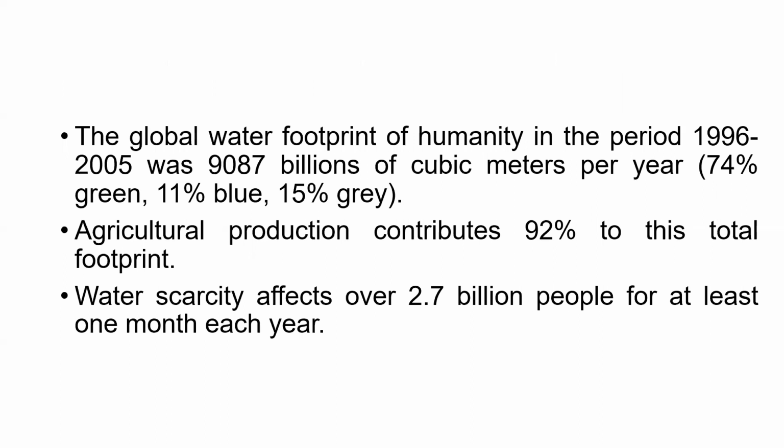Here are some data. The global water footprint of humanity in the period 1996 to 2005 was calculated by some researchers, and they found about 9,087 billion cubic meters per year, of which about 74% is green water. Green water is basically the rainwater. 11% is blue water. What is blue water? This is fresh water, which includes surface water and groundwater. And 15% is gray water, which is treated water, the sewage water that has been treated and can be recycled or reused.